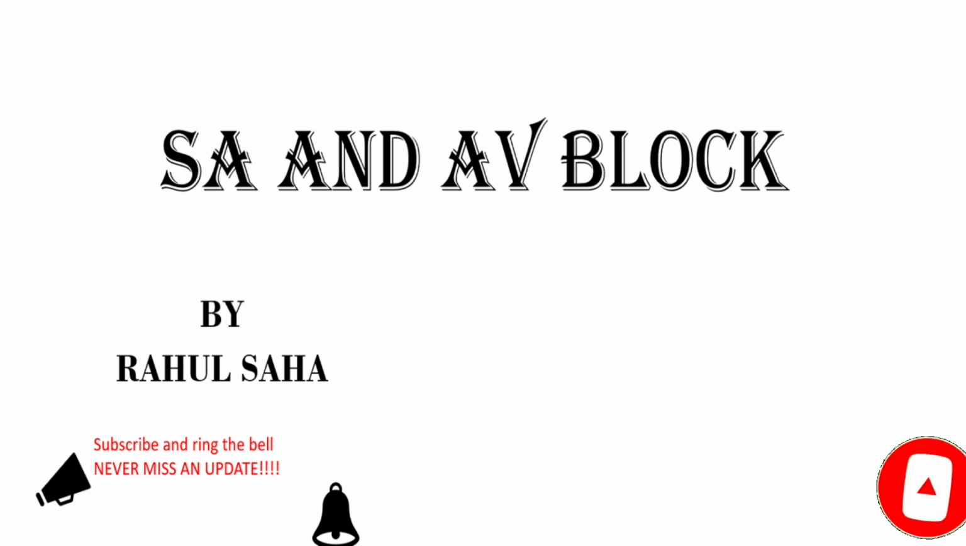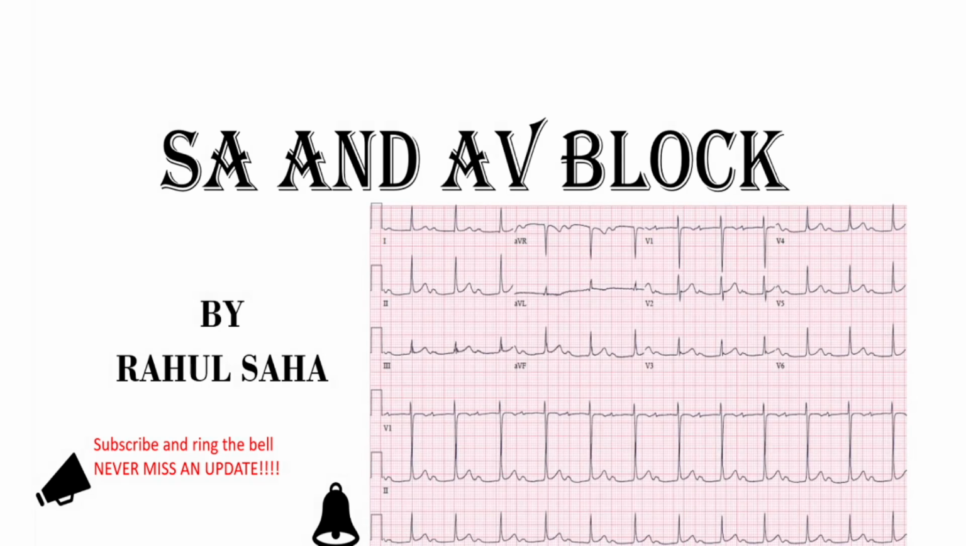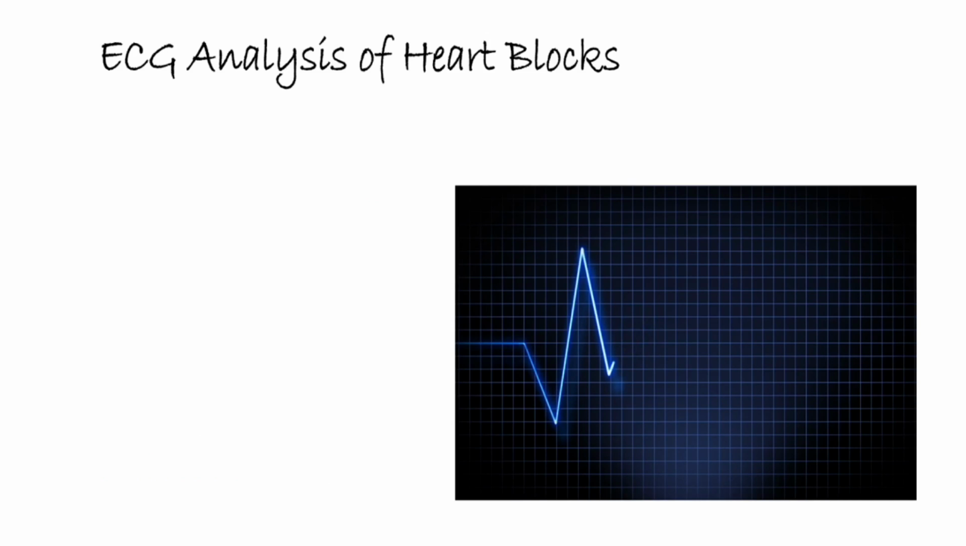Now, commencing with our topic, SA block and AV block. Before talking about the blocks, one should be very thorough with the EKG or the ECG analysis, because that will let you differentiate between a specific block or flutter or atrial fibrillation or ventricular fibrillation, or we can talk about the premature atrial contraction.